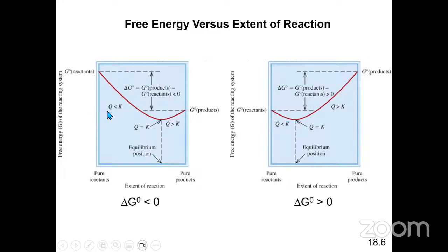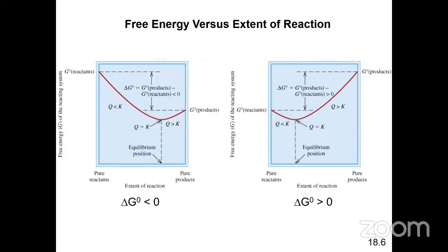Now, before, Q would be less than K, which makes sense. If Q is less than K, that means the reaction will shift to the right in order to achieve equilibrium. And that's exactly what happens until you get to this minimum point here where Q is equal to K. So at this equilibrium position, you see here that the concentration of products at the equilibrium position will be greater than that of the reactants, right? And that's basically what happens when delta G is negative.